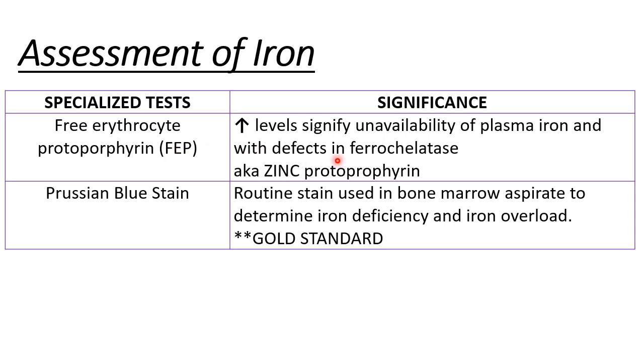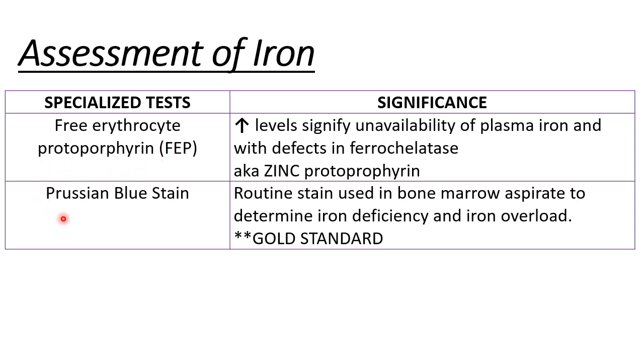help of this enzyme called ferrochelatase. So, halimbawa, meron kang mga problems such as wala kang available na iron, and kung may defective enzyme ka sa ferrochelatase, ibig sabihin, nag-a-accumulate ngayon si protoporphyrin, hindi siya nako-convert into hemoglobin.